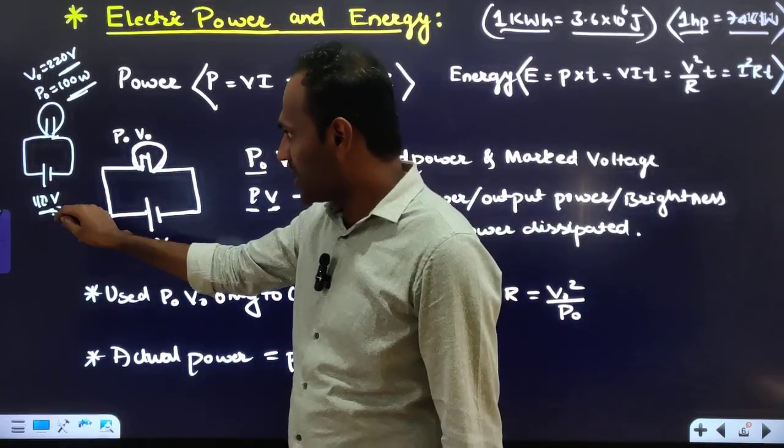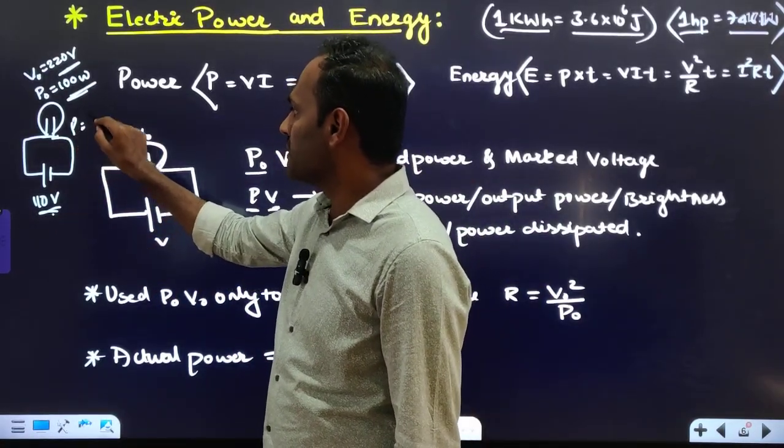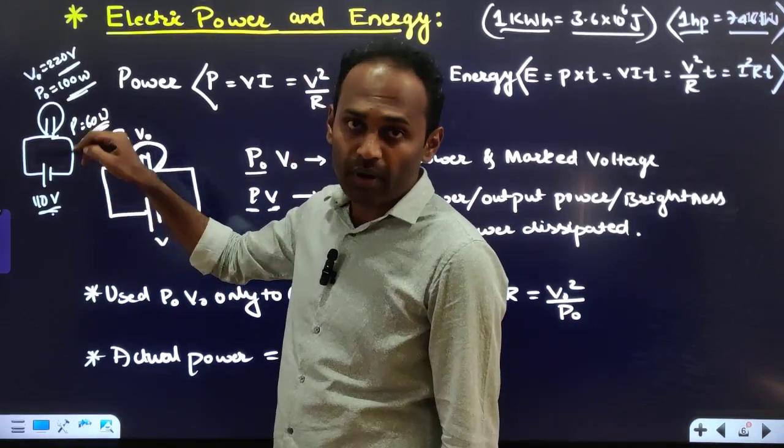Since you have given less voltage, the actual power of that will be less than 100 watt. So it may be 60 watt. So what is this 60 watt? This is actual power.